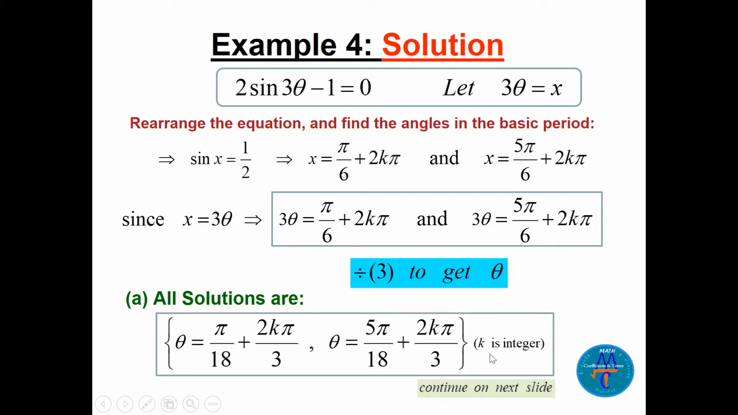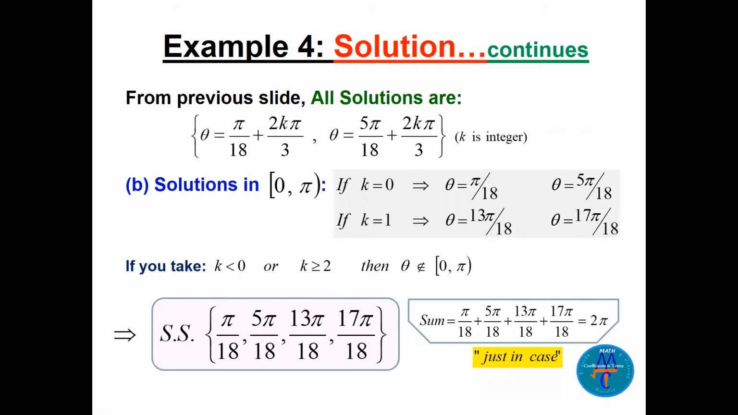Very important to review this. Now let's see. This is from the last slide, the thetas, where k is an integer. We need now all the solutions in 0 to pi. We know the story. We have to replace k, and I can take any integer. I have to try k equals 0, 1, minus 1, until I get all the values from 0 to pi. If I put k equals 0, it will be pi over 18 in the first, and 5 pi over 18 in the second.